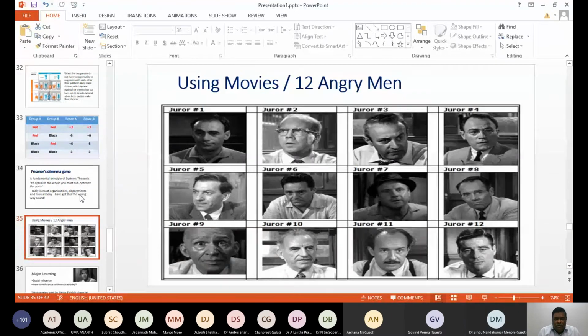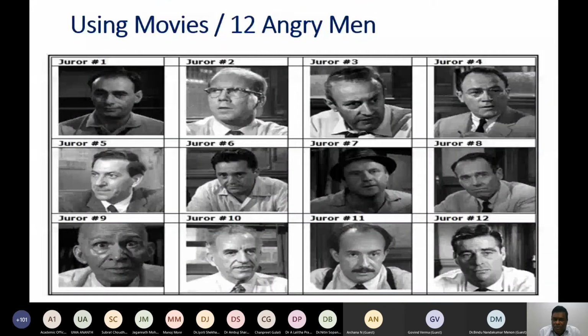I'm going to talk about movies for some time because my colleague is going to spend more time on how to use movies in classes. But still, I want to talk for 5 minutes so that you will get my unique experience from me. One movie that I want to highlight in this session is 12 Angry Men.